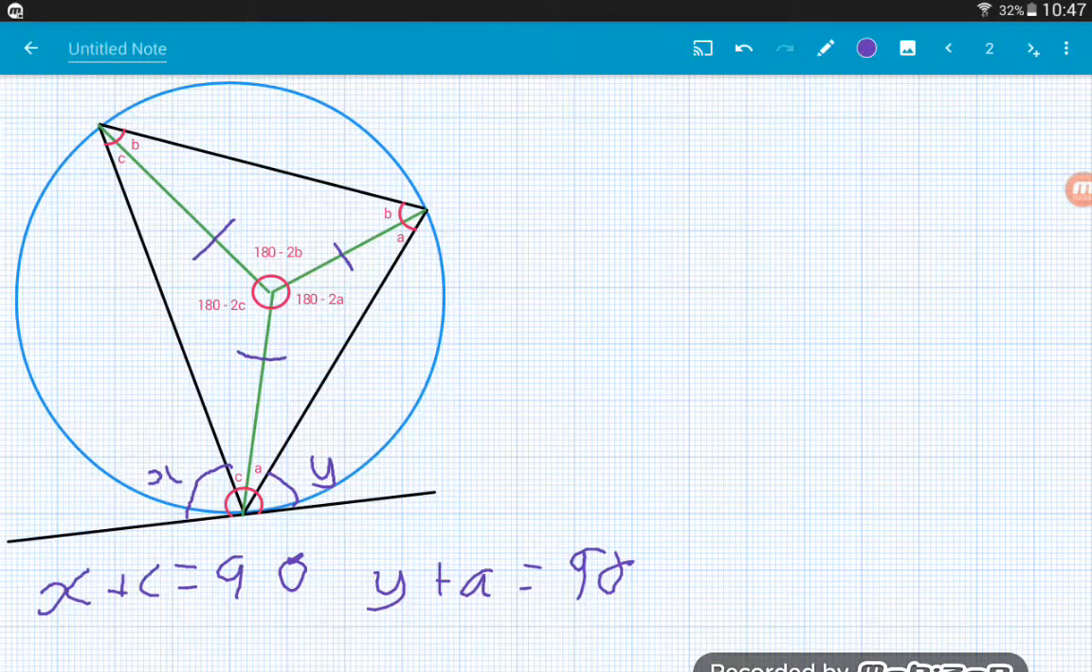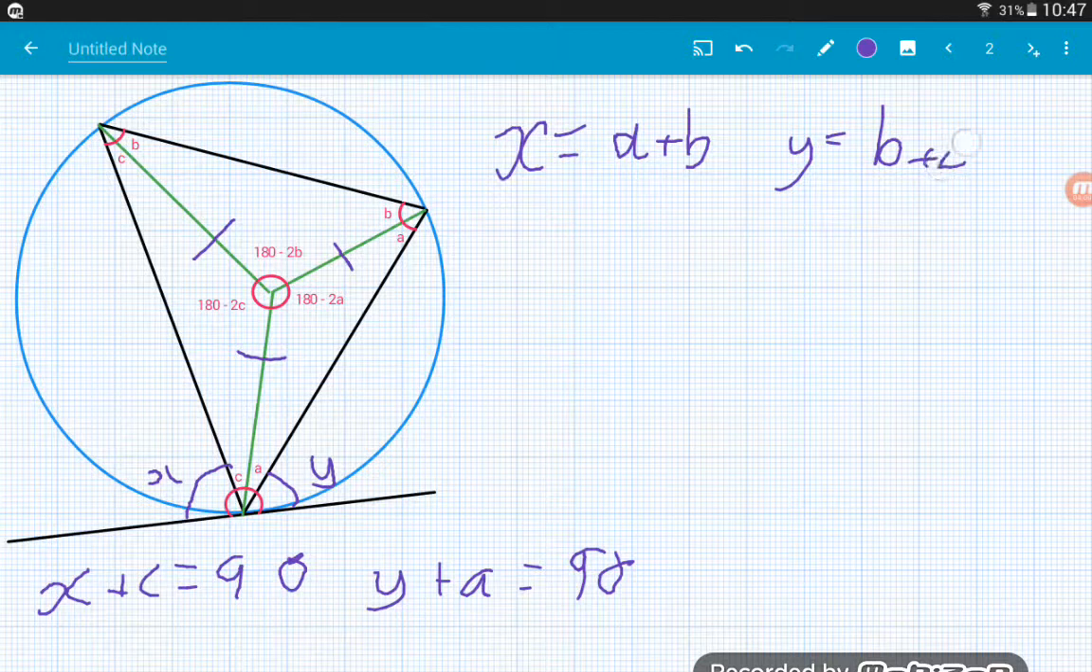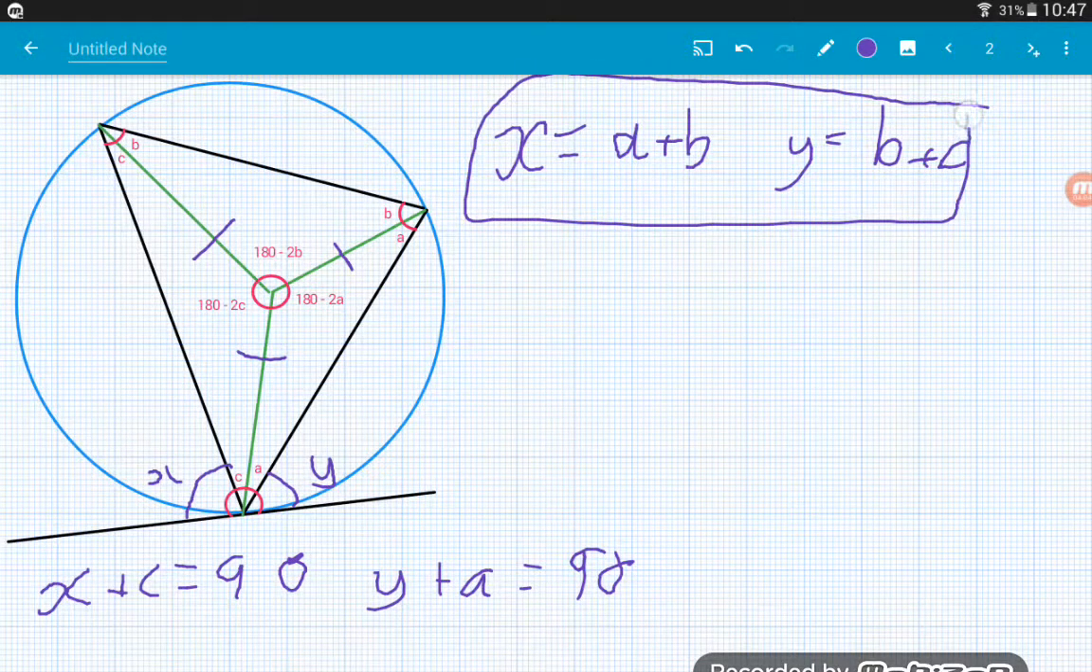The next thing we need to do is work out what it is we're actually trying to prove. So we're trying to prove that X is equal to A plus B up in the top right. And we're trying to prove that Y is equal to B plus C over in the top left. So that is what we're trying to prove. Let's get to proving it.